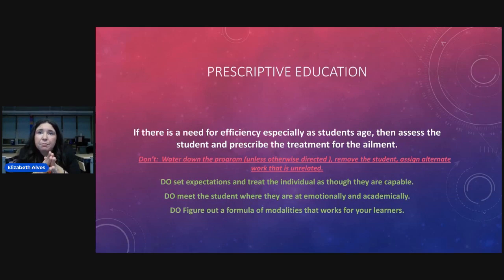What you should do is build expectations for that student. You need to meet that student where they're at emotionally and academically. And you need to figure out a formula of their modalities that works for them. So help them realize whether or not they are a visual learner. Are they kinesthetic, or tactile? Do they work with their hands? Do they prefer to learn through their ears, right?